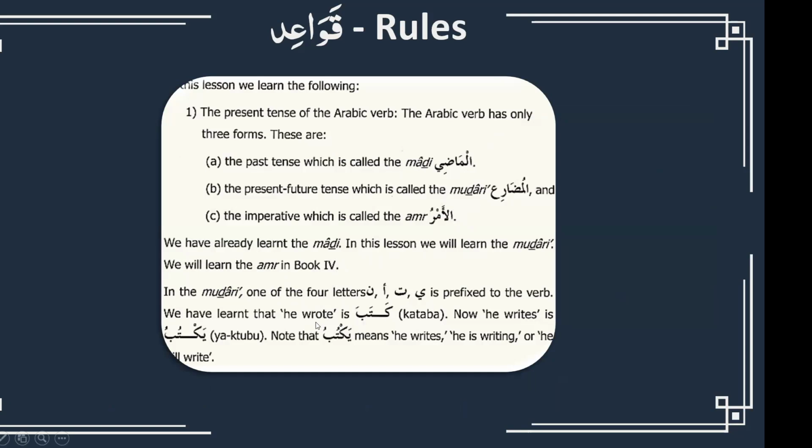We have learned previously that "he wrote" is kataba. Now "he writes" will be yaktubu. Now, yaktubu means he writes, he is writing, or he will write. That's why it is called the present-future.